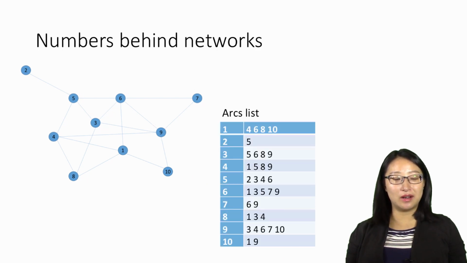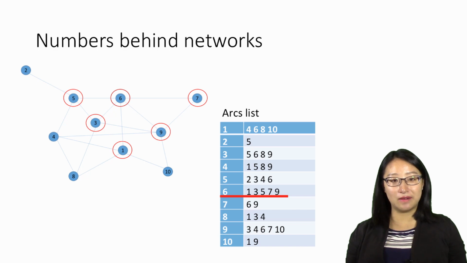Alternatively, we can use an arcs list. The left column lists the nodes, and the right column lists the nodes' connections. Again, we see node 6 has ties to 1, 3, 5, 7, 9. It seems a little bit complicated with the matrices, but all you need to understand is that social networks are constructed by numbers of 1 or 0 that indicate a connection or no connection between two nodes.